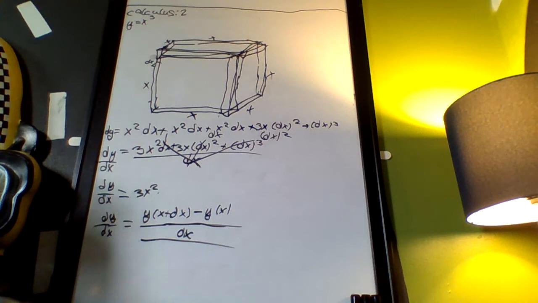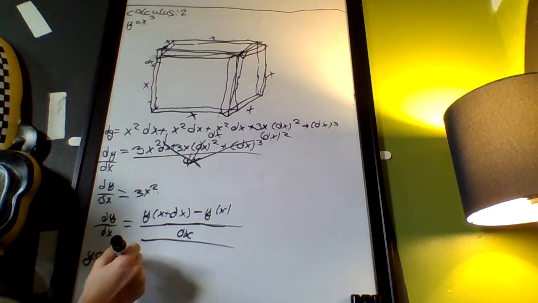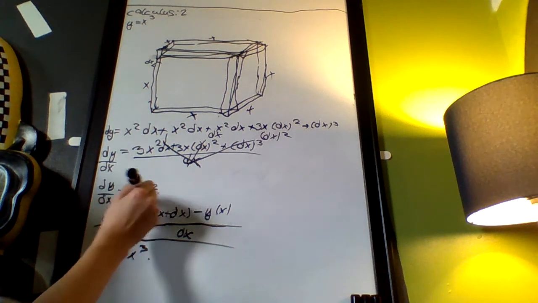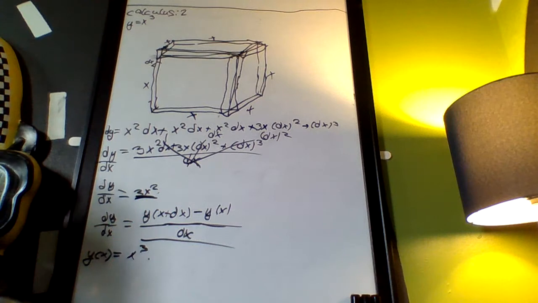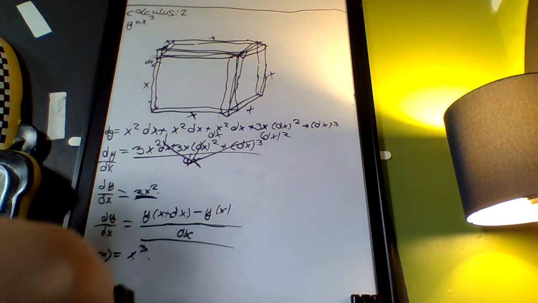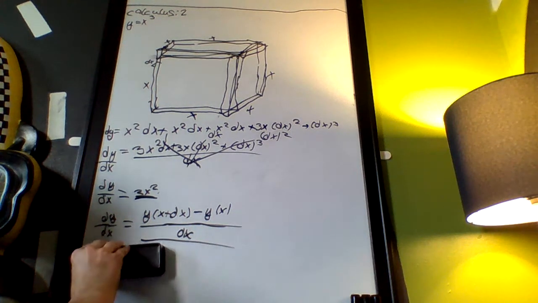And if you plug in y as a function of x equals x cubed, you will get the same answer, this right here, as you would get from this cube method. Basically meaning this is all rooted in shapes. All of these derivatives and all of these slopes, they're rooted in the shapes.